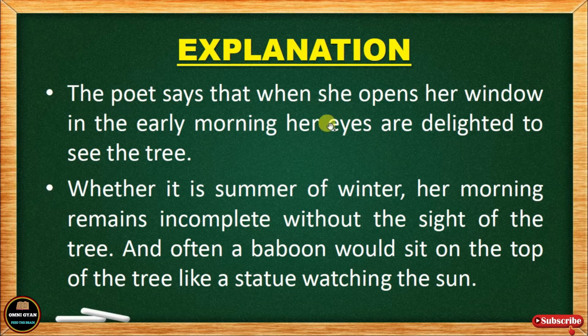Now the poet says that when she opens a window in the early morning, her eyes are delighted to see the tree, okay. So early morning when the poet opens a window, she becomes very happy to see the tree. The poet opens her window early in the morning, and when she sees that tree, she becomes very happy.